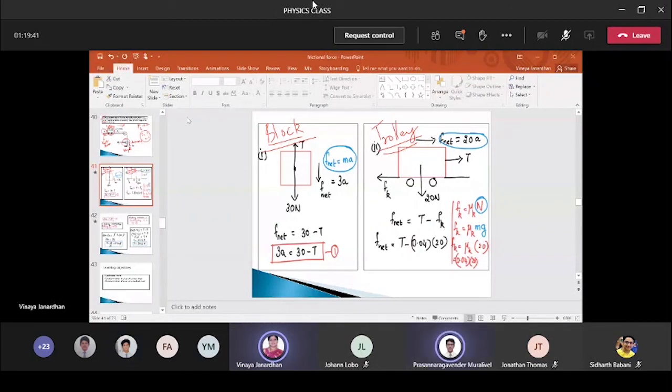Ma'am, the trolley is actually 20 kgs, right? Then it's supposed to be 200 Newton. Yes, there was an error. I just have to change it. Okay, ma'am. Fine.